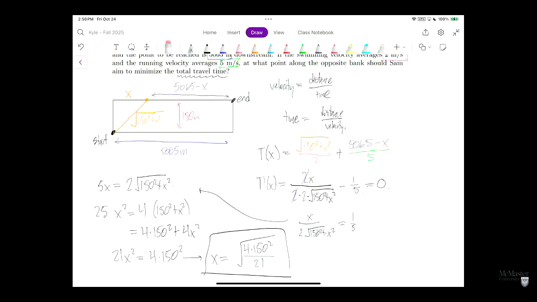No, we don't need to sub it back in because it's asking for a point. So we need x. We don't need t. So we don't need the actual minimum travel time. We just need the point.